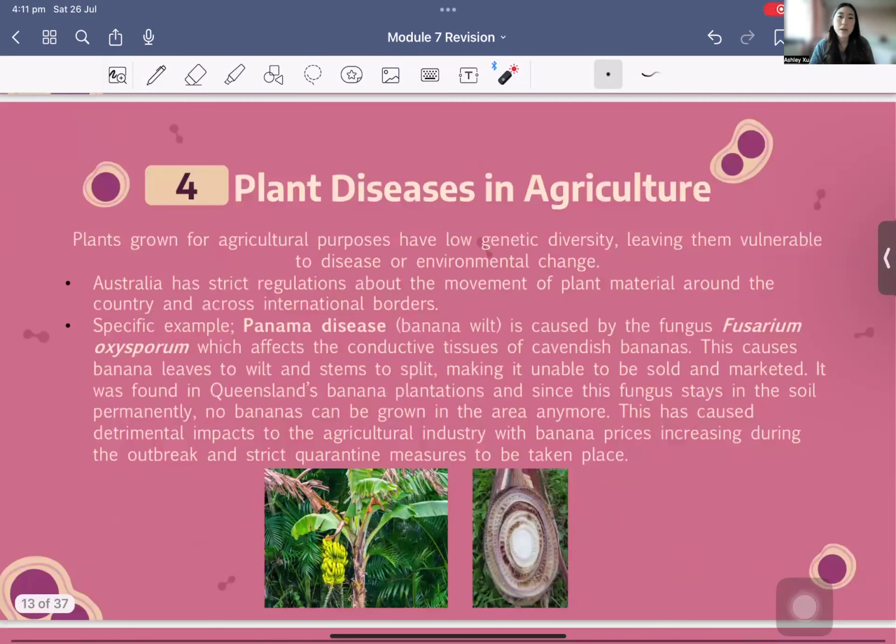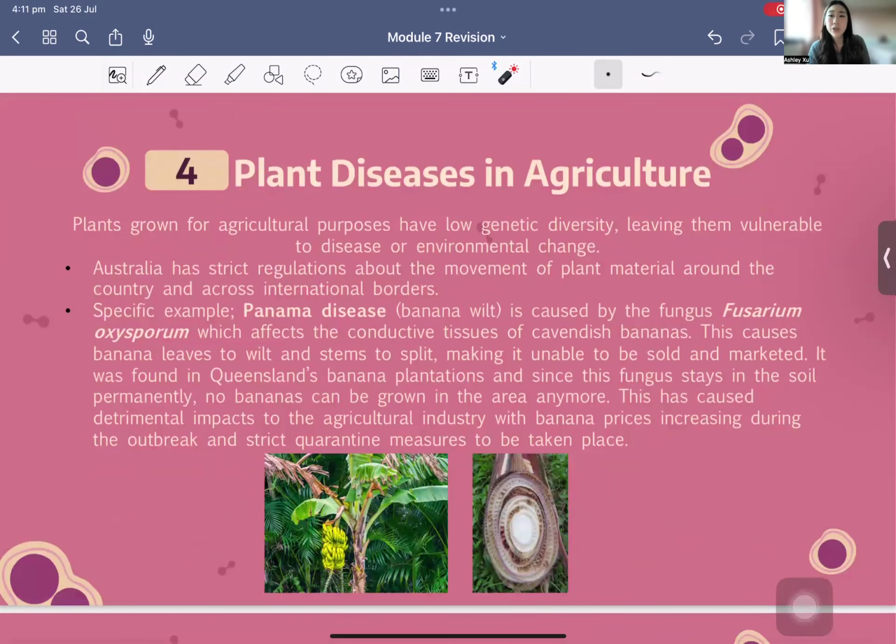All right, number four, plant diseases in agriculture. This is a very small part of the syllabus, but I want you to remember one specific example, okay? If you are a little bit lazy, remember the example on this slide. You don't need to know more than one, okay? Panama disease is the one that I want you to remember. Very common example, comes up in a lot of trial questions and the HSC as well.